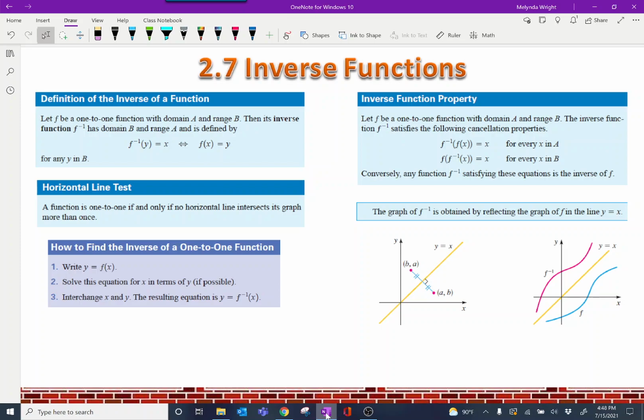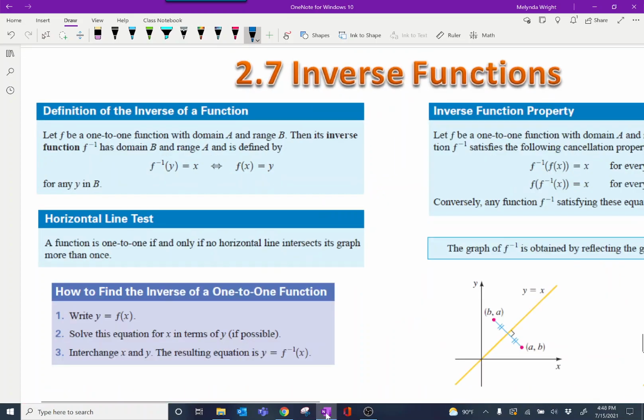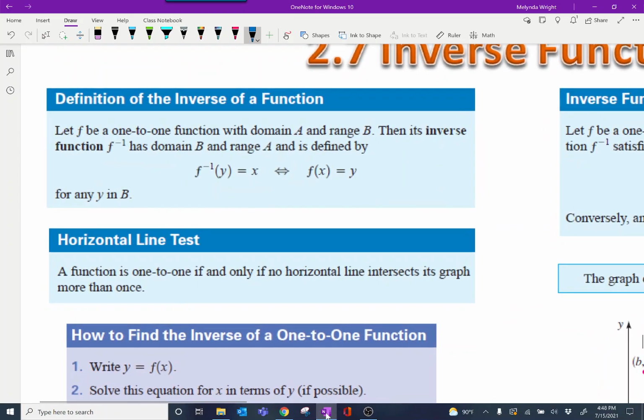All right, let's take a look at our lesson on inverse functions. First, let's look at the definition of an inverse function. In the definition, they talk about something that you may not be familiar with, a one-to-one function. Before we continue with the definition, just because some people may not know what a one-to-one function is, let's skip here for just a moment.